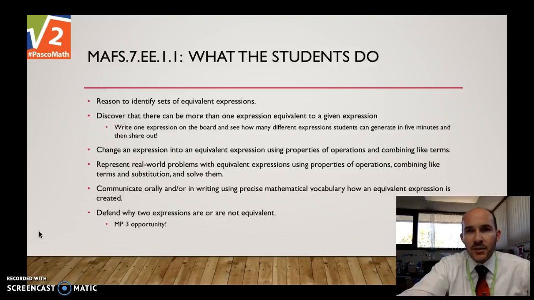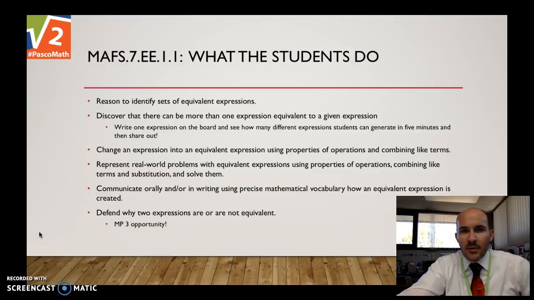So if you're looking at what the student should be doing, they need to reason to identify sets of equivalent expressions. They should discover that there is more than one expression equivalent to a given expression. So you can just write one expression on the board and see how many different expressions students could generate, like in 5 minutes, and share out. Just be a quick activator to show how many different expressions could be equivalent to the expression written on the board. Change an expression into an equivalent expression using properties of operations and combining like terms.